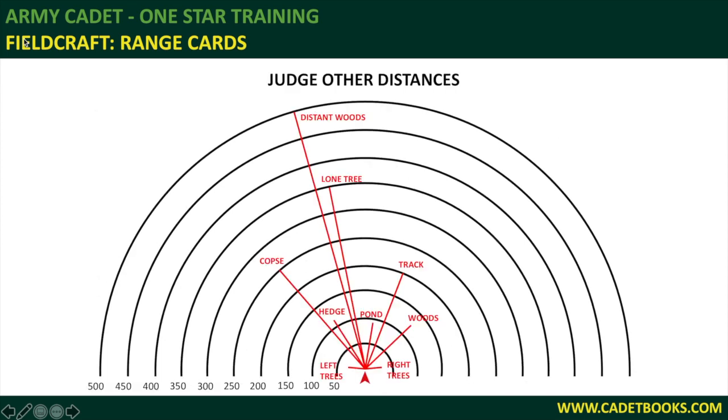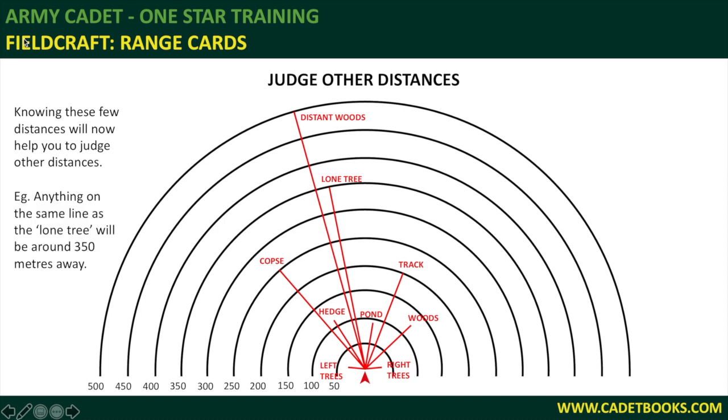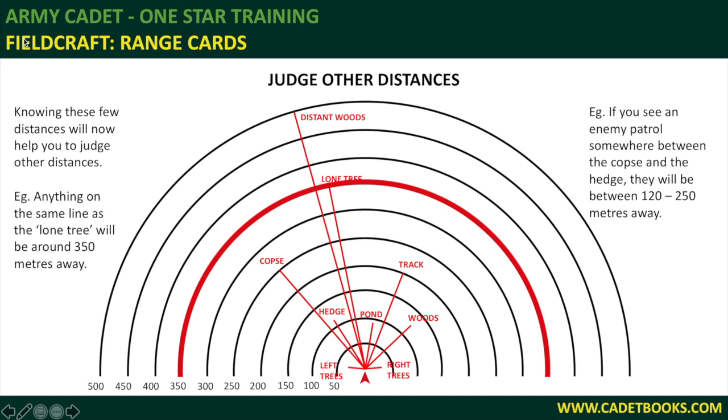Judge other distances. Knowing these few distances will now help you to judge other distances. For example, anything on the same line as the lone tree would be around 350 metres away. If you see an enemy patrol somewhere between the copse and the hedge, they will be between 120 to 250 metres away.